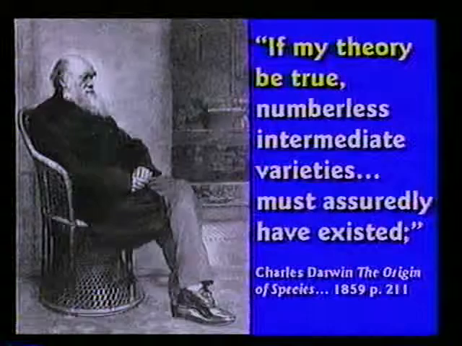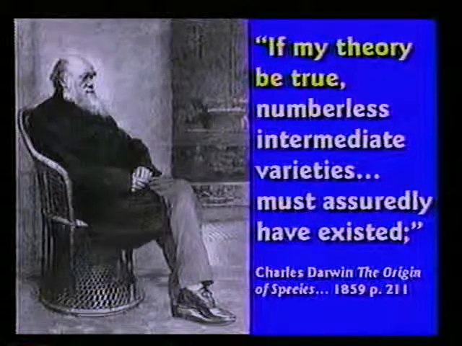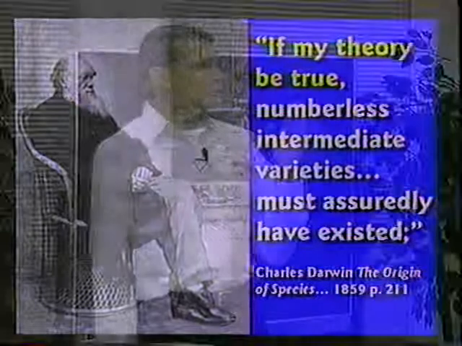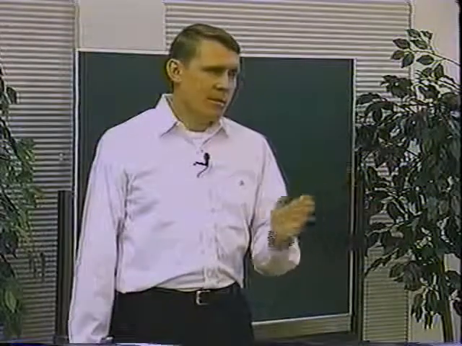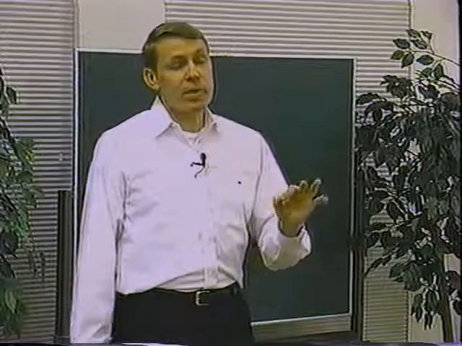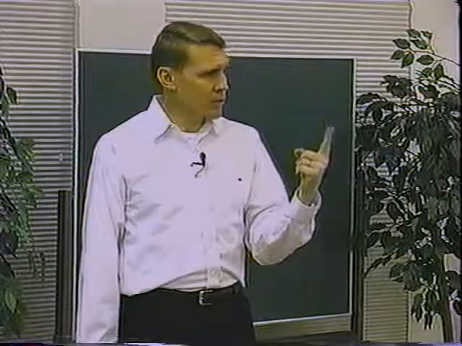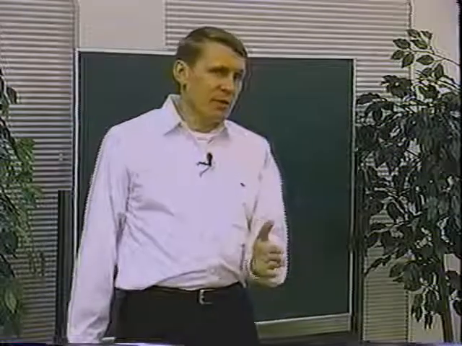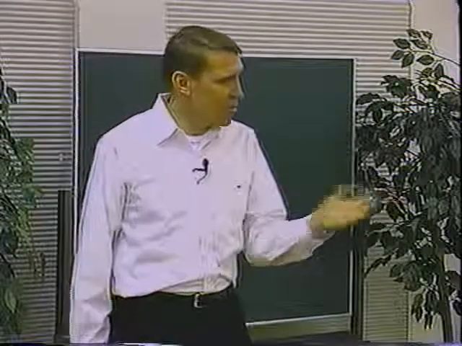Darwin said, though, in his book, if my theory be true, that's an awfully big if, okay? He said numberless intermediate varieties must have existed. Well, you're right. If you're going to change from a rock to a human, how many steps in between would you have to have? Each of them has to be able to live and move around and grow and reproduce and survive in its environment. So if it can already live and survive in its environment, why is it going to change? They'll say, well, the environment changes, so it has to change. Okay, so you not only have to change the organism billions of times, you have to change the environment billions of times to make the organism want to change for some reason or be able to survive.